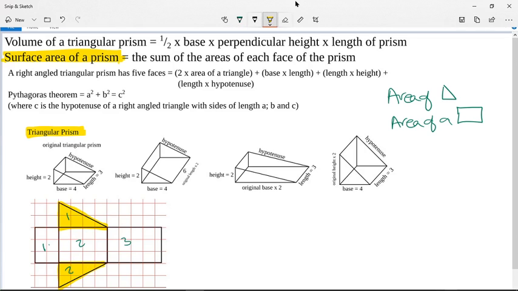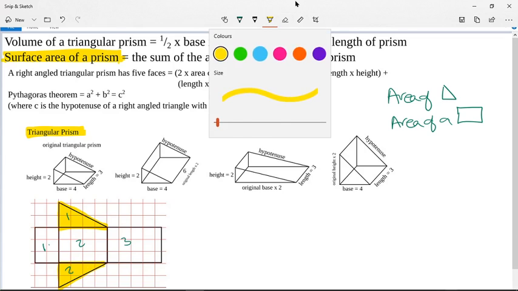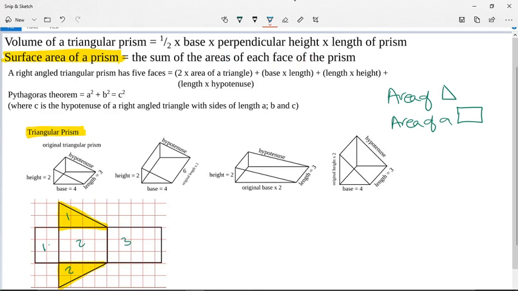So you'll see on the information sheet with the formulas, it says the surface area of a prism is the sum, so we add them up, of the areas of each face. And a right-angled triangular prism has got 5 faces. Can you see them here? 1, 2, 3, 4, 5. We can see the 5 faces on my net.